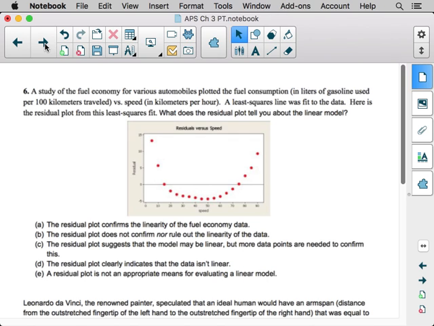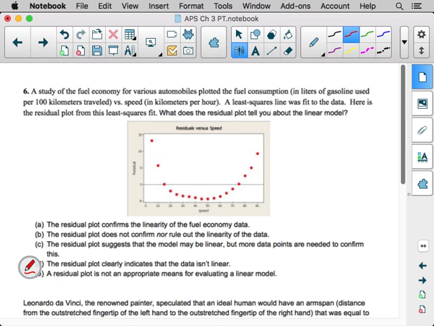Number 6. A study of fuel economy for various automobiles plotted the fuel consumption in liters of gasoline used per 100 kilometers traveled versus speed in kilometers per hour. A least squares regression line was fit to the data. Here's a residual plot from this least squares fit. What does the residual plot tell you about the linear model?